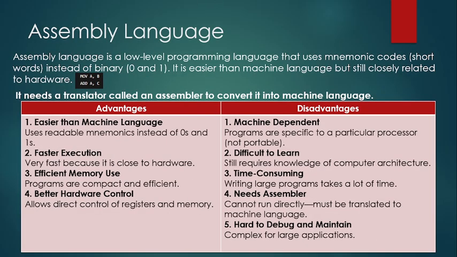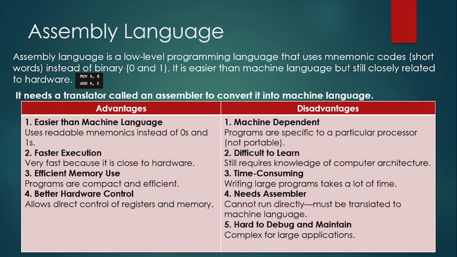So next, let's move on to assembly language. Assembly language is a low-level programming language that uses mnemonic codes. What is mnemonic code? Mnemonic code means short words instead of binary like 0 and 1. It is easier than machine language but still closely related to hardware. So it needs a translator called an assembler to convert it into machine language. We already mentioned that machine language needs no translator, but assembly language needs a translator like an assembler.